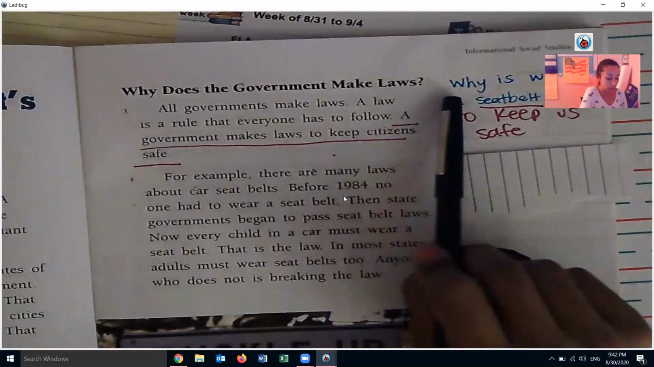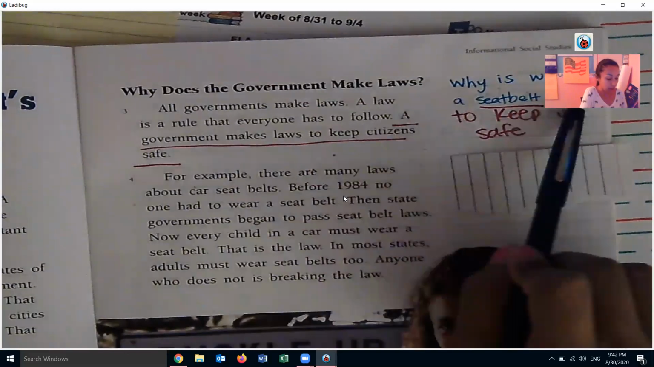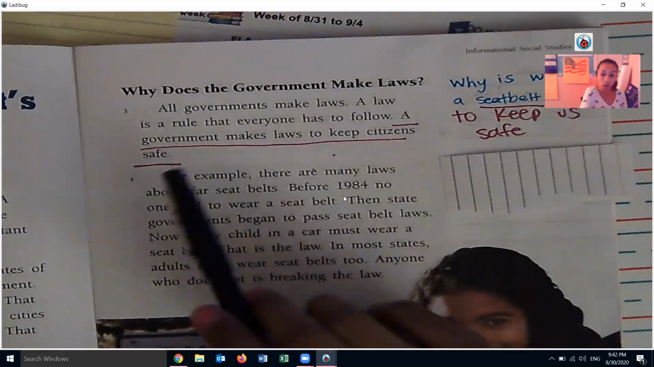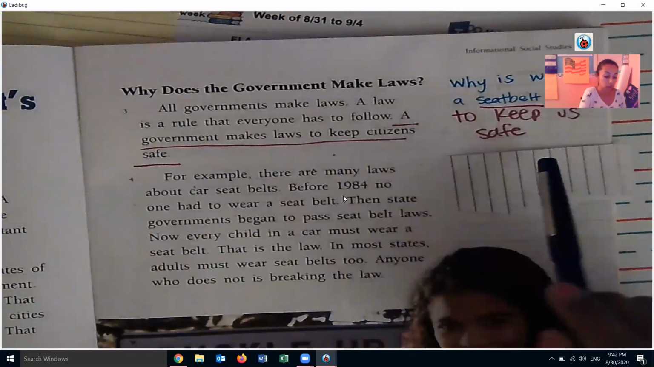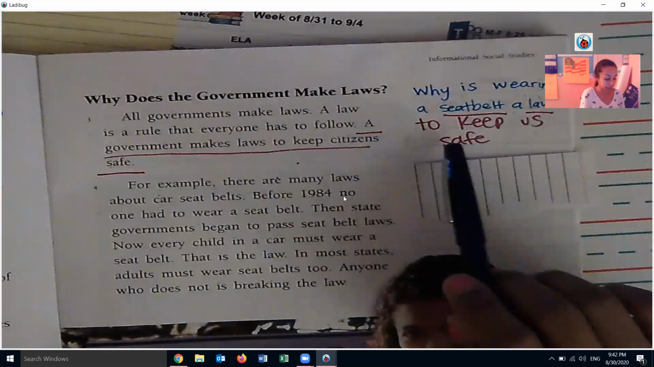Why is wearing a seatbelt a law? The government makes laws to keep citizens safe. So that law of wearing a seatbelt is exactly for that, to keep us safe.